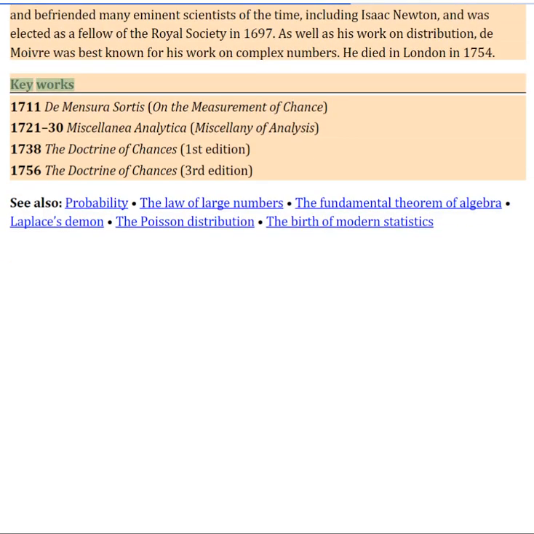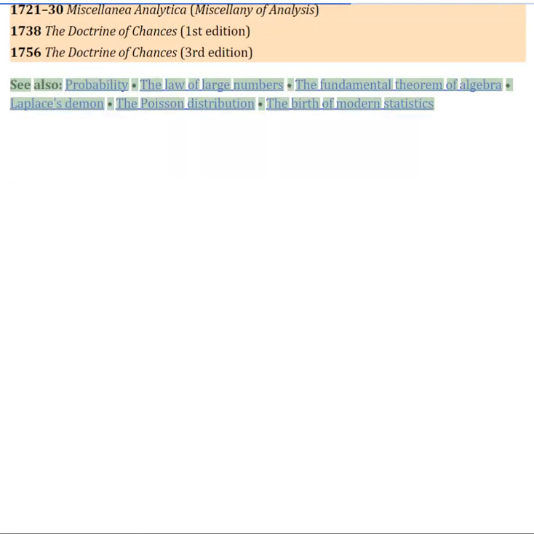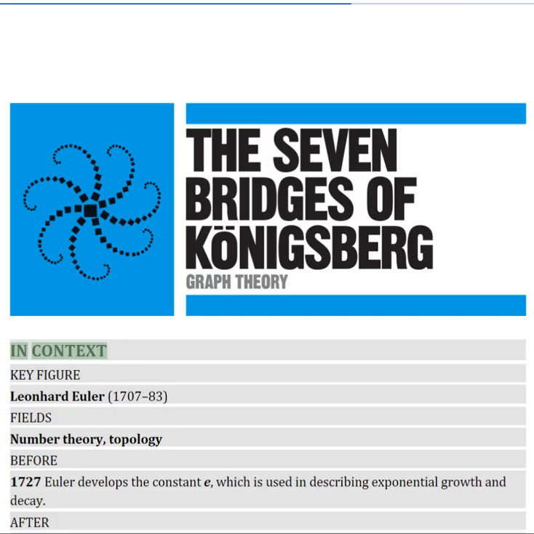Key works: 1711 De Mensura Sortis, 1721-30 Miscellanea Analytica, 1738 The Doctrine of Chances, 1756 The Doctrine of Chances. See also: probability, the law of large numbers, the fundamental theorem of algebra, Laplace's demon, the Poisson distribution, the birth of modern statistics.